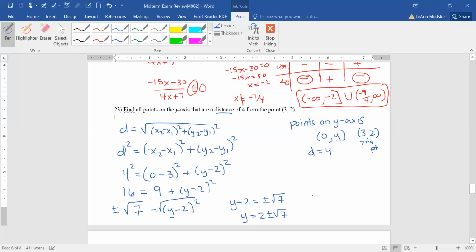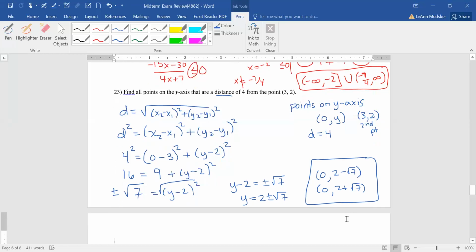Now, these are y-intercepts, so that means that's 2 separate ordered pairs. 0, 2 minus the square root of 7. Notice that's a y-intercept. And 0, 2 plus the square root of 7. So those are the 2 y-intercepts that are a distance of 4 from the point 3, 2.